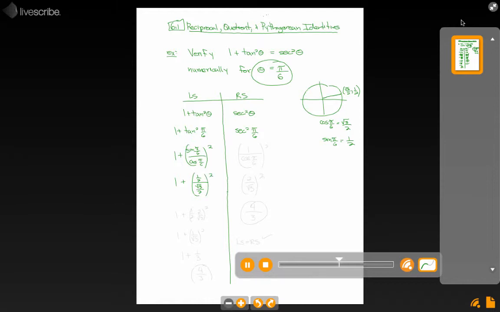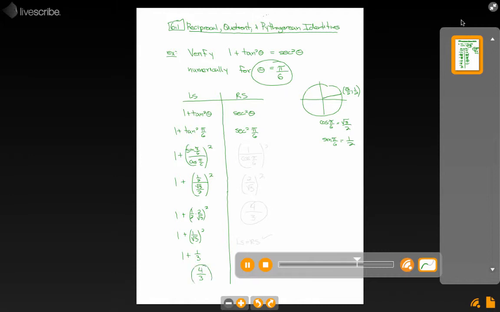You might simplify the fraction in the middle first and say, well, 1/2 times 2 over root 3, and then square it. So I've got 1 over root 3 squared, which is 1/3. So on the left side I have 1 plus 1/3, or 4/3 as the final answer.